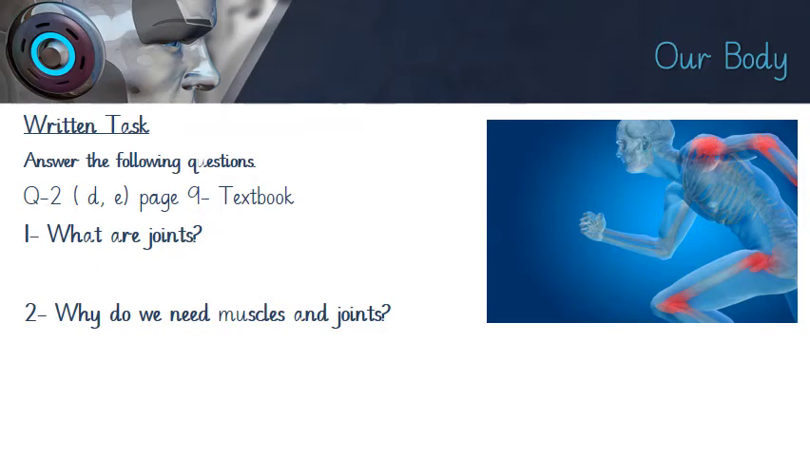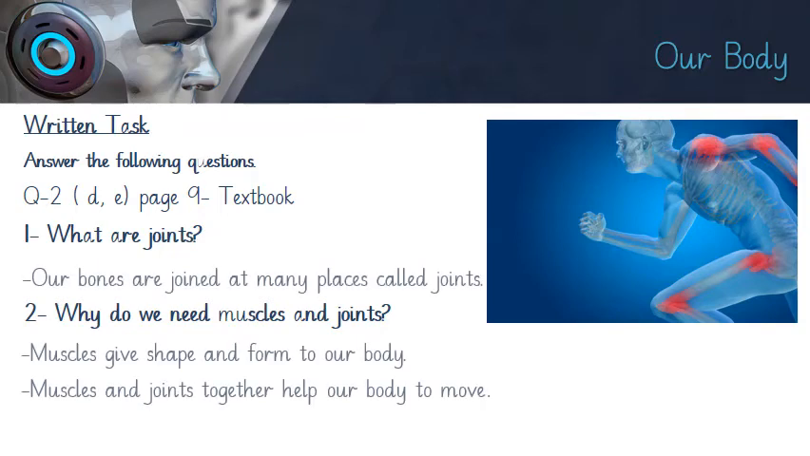Coming towards the answers for question number 1, our bones are joined at many places called joints. And muscles give shape and form to our body. Muscles and joints together help our body to move. I hope your answers are matching with the given ones.